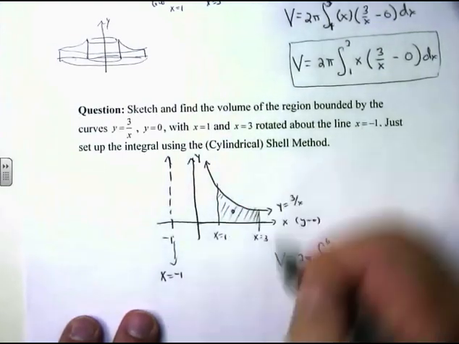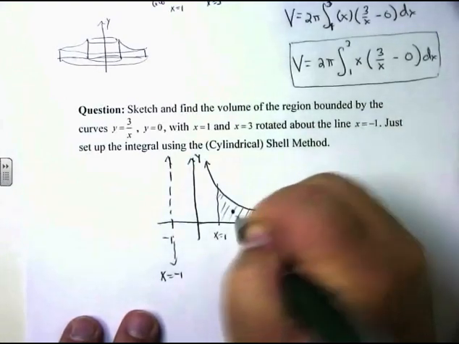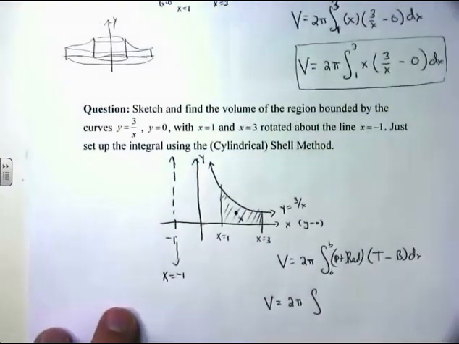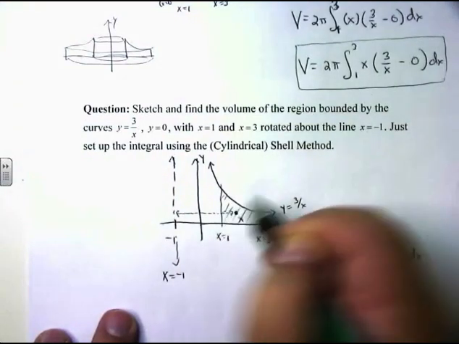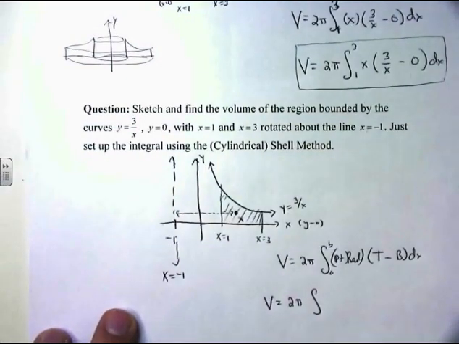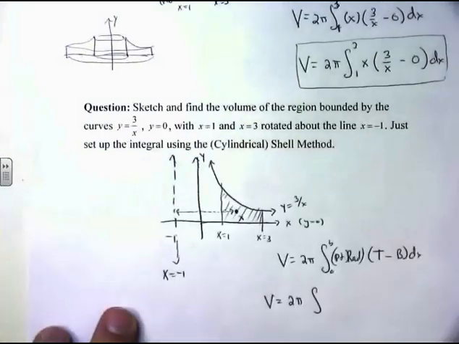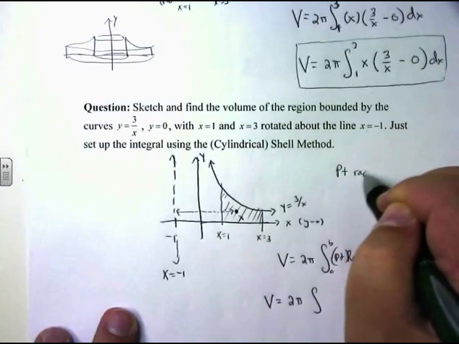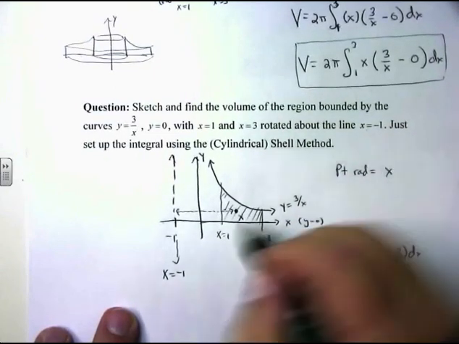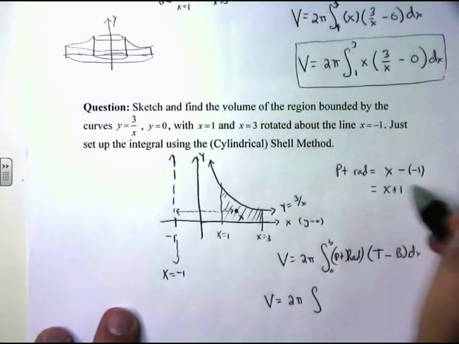The point radius, here's the deal on this problem. The point radius is from an arbitrary point, there he is, x inside my region, back to the axis of rotation. And remember, when you're moving left or right and you need a distance, it's right minus left. If you're moving up or down and you need a distance, it's top minus bottom. This is right minus left, so the point radius would be x on the right minus negative 1 on the left, which cleans up to be x plus 1.